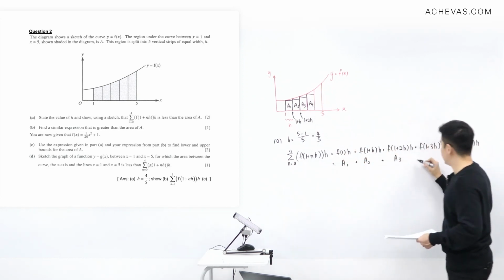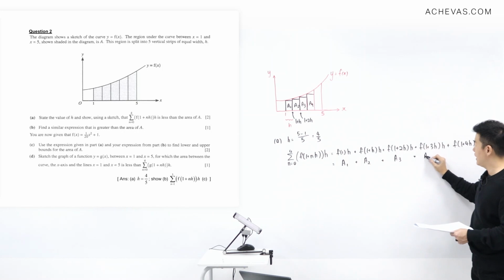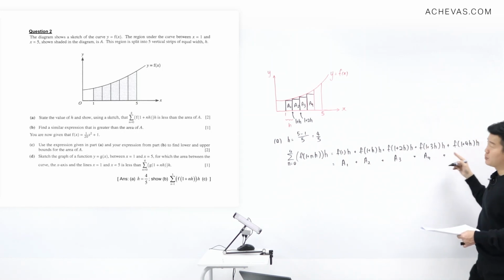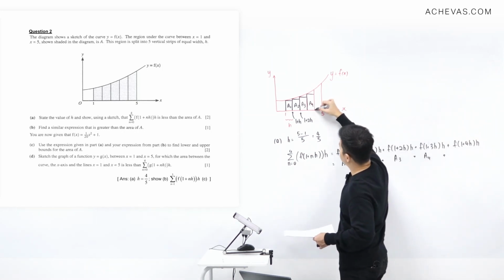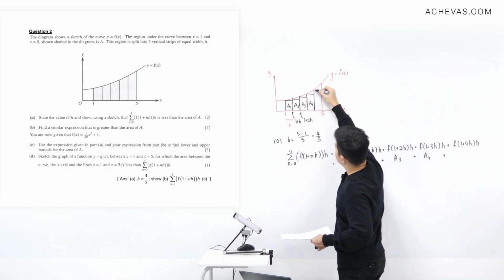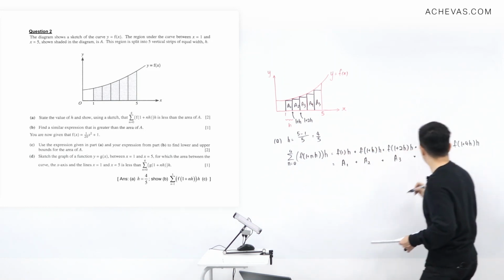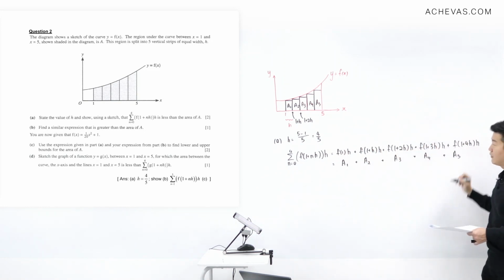So let me write it down. Plus this will be A4. And this will be the area of the last rectangle that we can draw in a similar way, this height. And here, this will be A5. Let me write it down here. We have an A5.